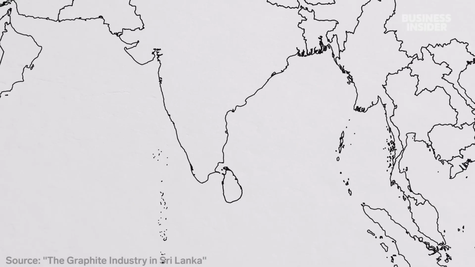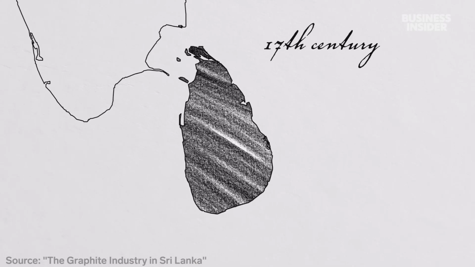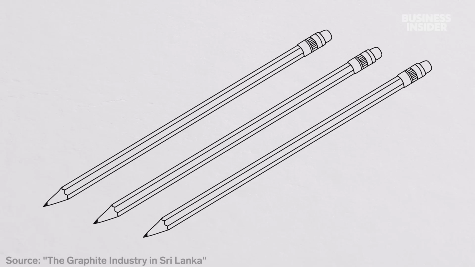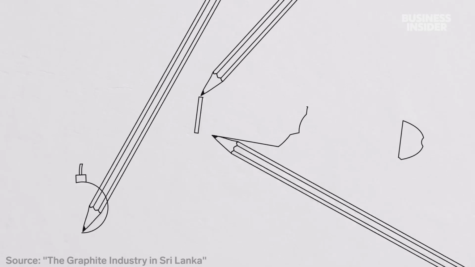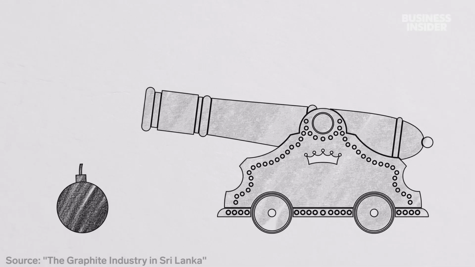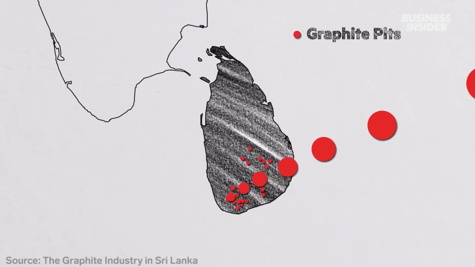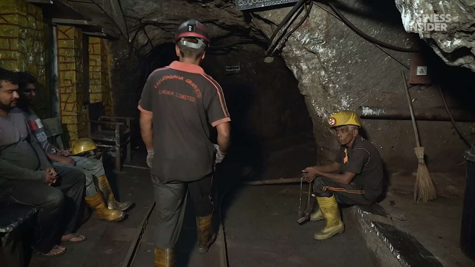Graphite mining in Sri Lanka can be traced all the way back to the 17th century. Its first documented use was for pencils. But by the early 20th century, British colonizers were mainly using it to make bombshells and cannonballs. Back then, there were nearly 3,000 graphite pits in the country.